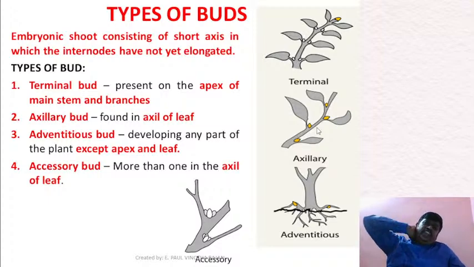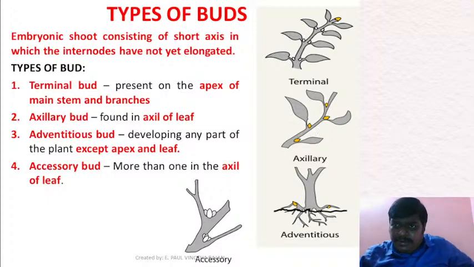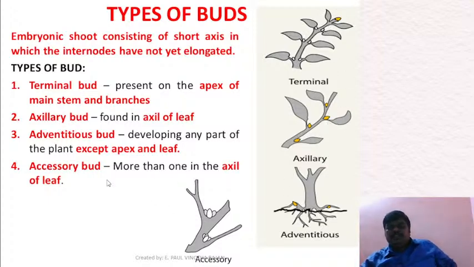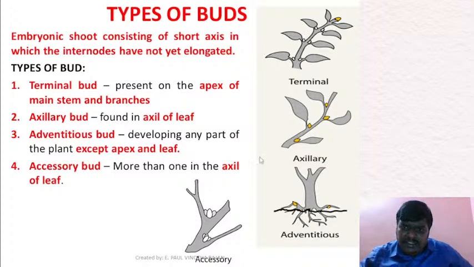And adventitious bud. This bud will grow on any part of the plant except the apex or the lateral side on the leaf. Accessory bud: more than one in the axil of a leaf. This is the axil of the leaf. If it is more than one, it is called accessory bud. If it is only one, it's called axillary bud. This is about the types of buds.